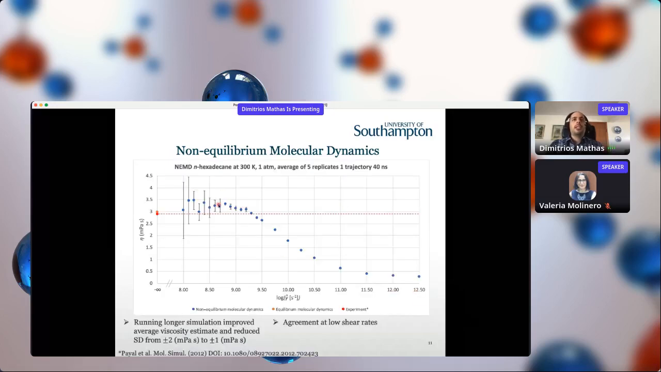This is an example of n-hexadecane where we scan a wide region for shear rates, and the x-axis is the logarithm of the applied shear rate, and the y-axis is viscosity. So as we go to lower shear rates, we see that the NEMD method has an increased standard deviation, and here we have 5 independent replicates for each blue data point. EMD is shown as orange circles, and the experimental value is red. So both methods do relatively well compared to experiment, and also running longer simulations improved the average viscosity and reduced the standard deviation.